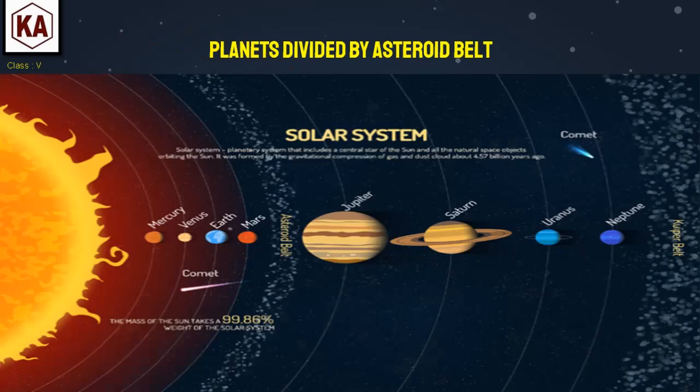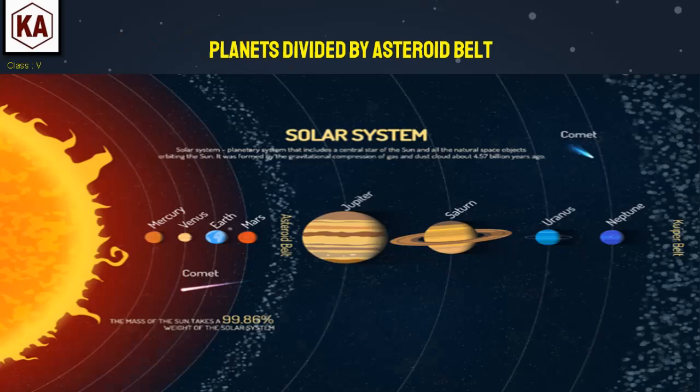Look at this picture where you can see inner planets and outer planets. This is the complete solar system we have. Can you look at the asteroid belt here? Take your time. Great, guys. Yes, you are right. It's between Mars and Jupiter.